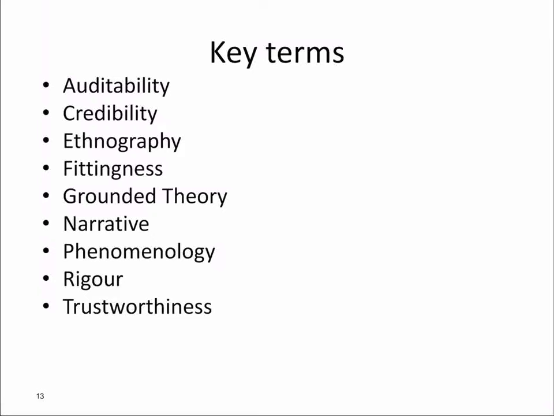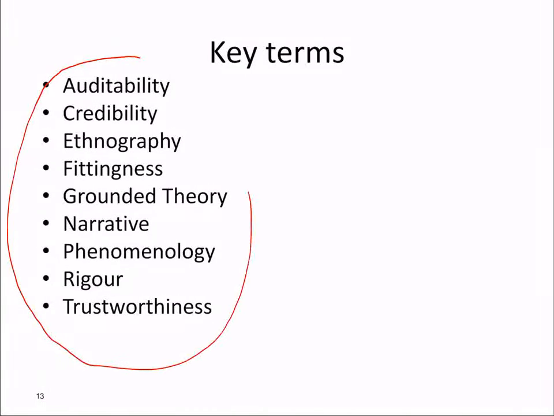Just like any other chapter that you've encountered before, Chapter 7 will deal with a whole bunch of different key terms that you will learn the meaning of: auditability, credibility, ethnography, fittingness, grounded theory, phenomenology, rigor, and trustworthiness.